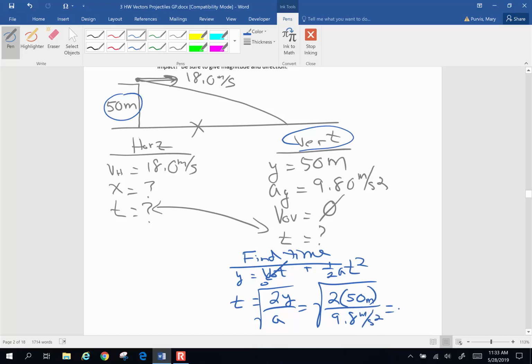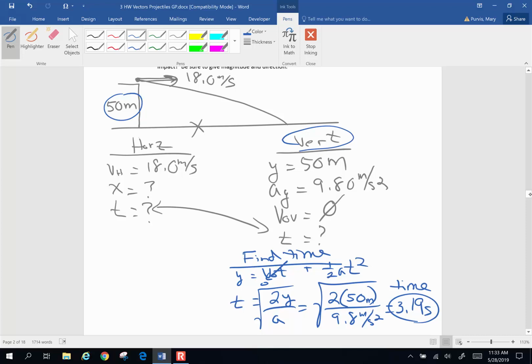How long is this thing going to be in the air? Grab my calculator. 2 times 50 divided by 9.8 equals, square root, the little beastie, 3.19 seconds. That's the time that it's going to be in the air. That's one of the things we were asked to find.